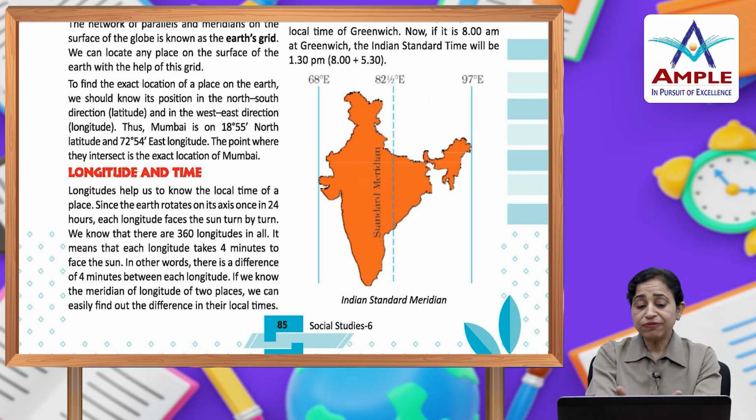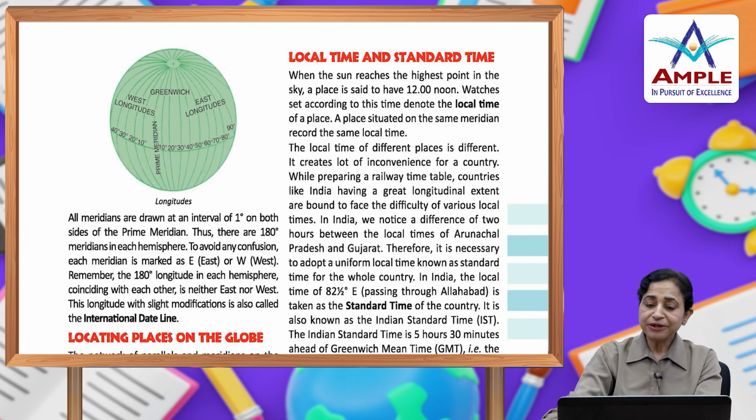If we know the meridian of longitude of two places, we can easily find out the difference in their local times. Local time and standard time.